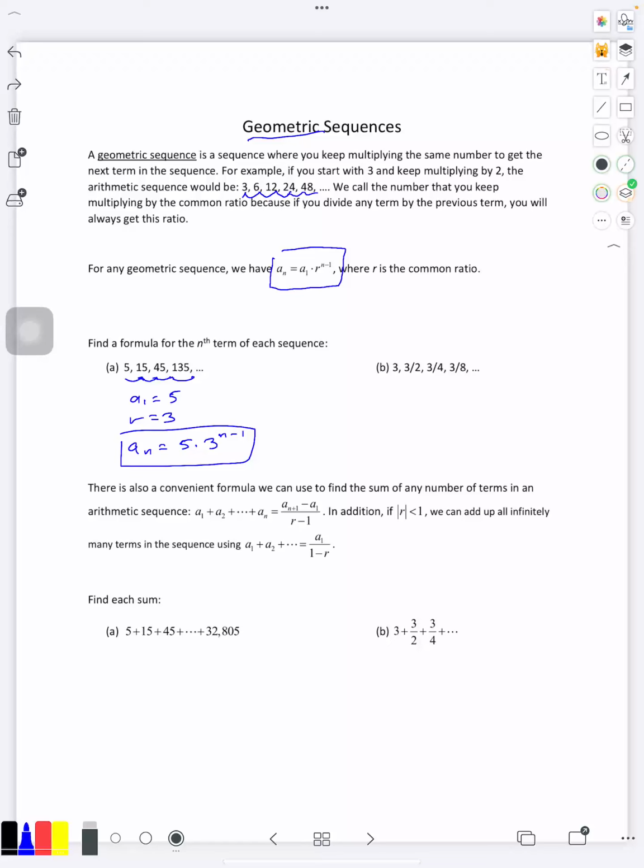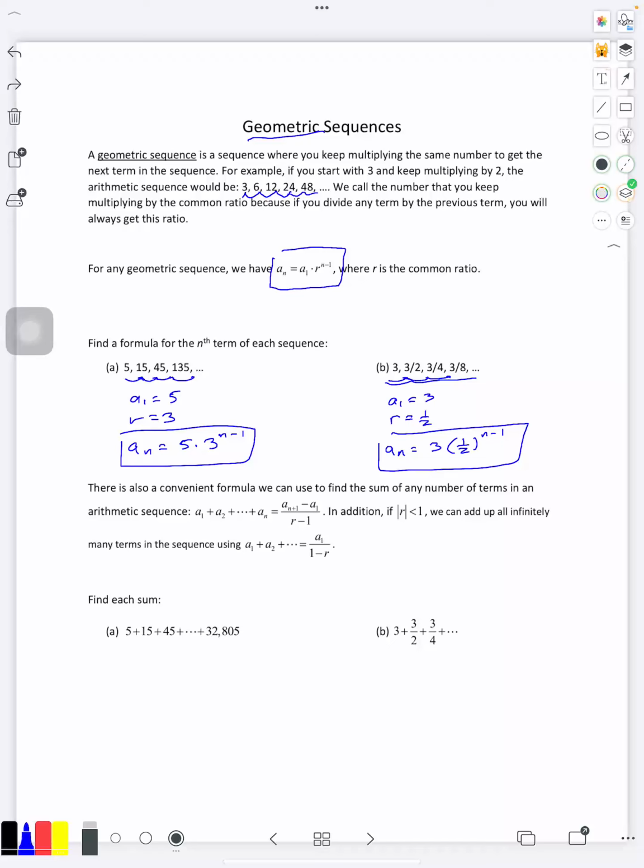Also, we can have a sequence where you're getting smaller numbers. So in this case it's 3, 3 times a half, and so on. So a_1 is 3, r is 1 half, and once again a_n is 3 times 1 half to the n minus 1. Okay, so we can get the formula for a_n nice and quickly.